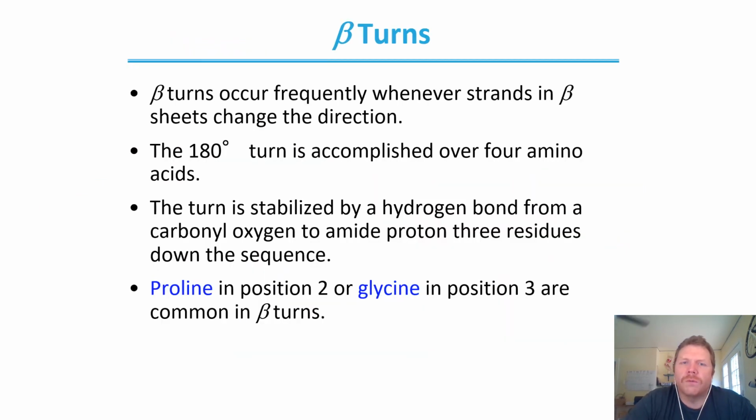Now, beta turns occur frequently whenever strands in a beta sheet change direction. A 180-degree turn is accomplished over 4 amino acids. The turn is stabilized by a hydrogen bond from a carbonyl oxygen to an amide proton 3 residues down in the sequence. Proline in position 2 or glycine in position 3 are commonly found in beta turns. We talked about proline and glycine as being highly unlikely to be found in an alpha helix, whereas, because proline gives you that abrupt twist and glycine is a very small and flexible residue, they're actually going to help the formation of these beta turns.